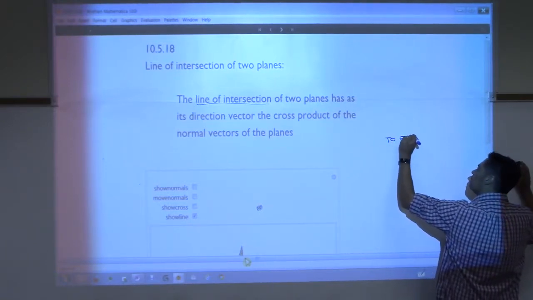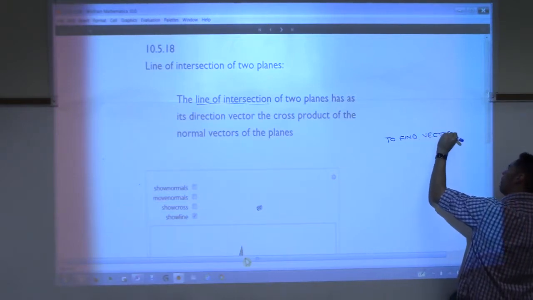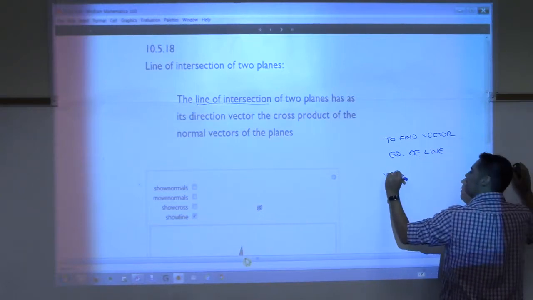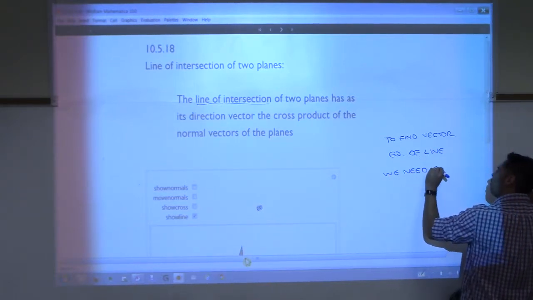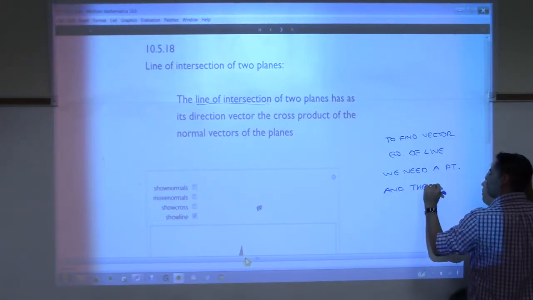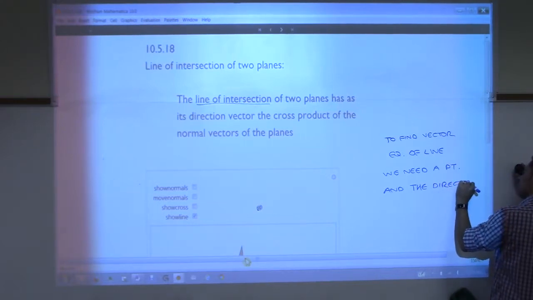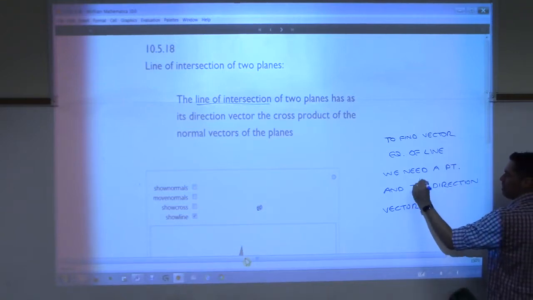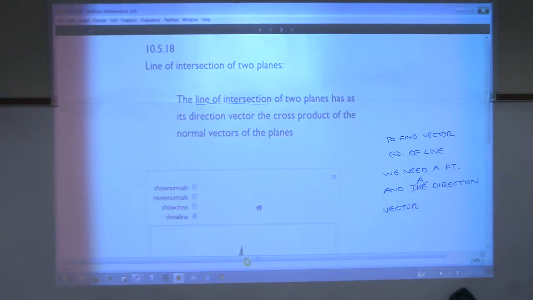To find the vector equation of the line, we need a point and the direction vector. And I should say a direction vector, because it can be any vector that's pointing in the direction of the line. There's not a specific one, a scalar multiple of the direction vector. All right, here's how we're going to do it.